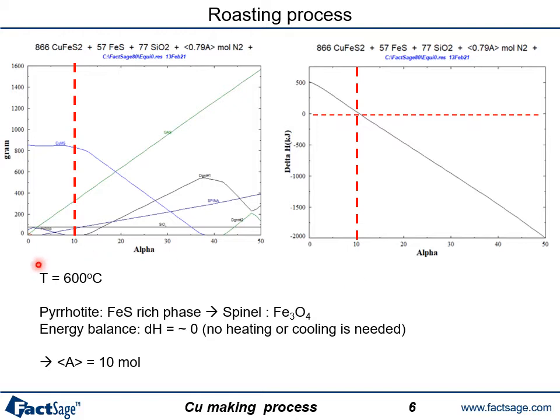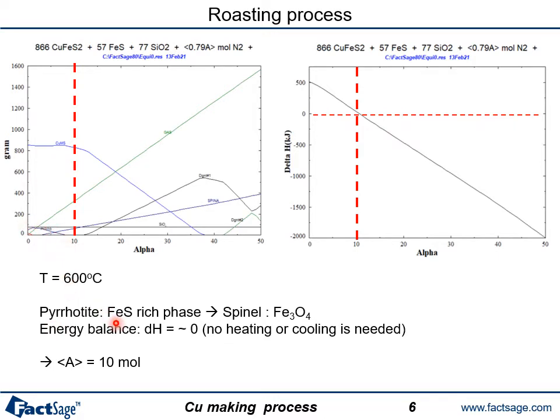So the first graph is the amount of the different phases forming in the roasting process with the increasing amount of air in moles. The alpha is the air amount. As you can see here, there's the copper sulfide kind of phase, and then there's the pyrrhotite phase, and then there's the digenite phase, which is the Cu2S rich phase. And then there's also the spinel phase, which is Fe3O4. So the pyrrhotite, this one here, is the FeS rich phase.